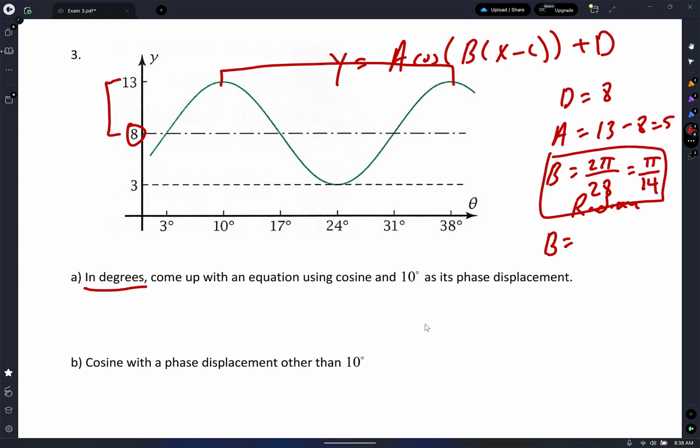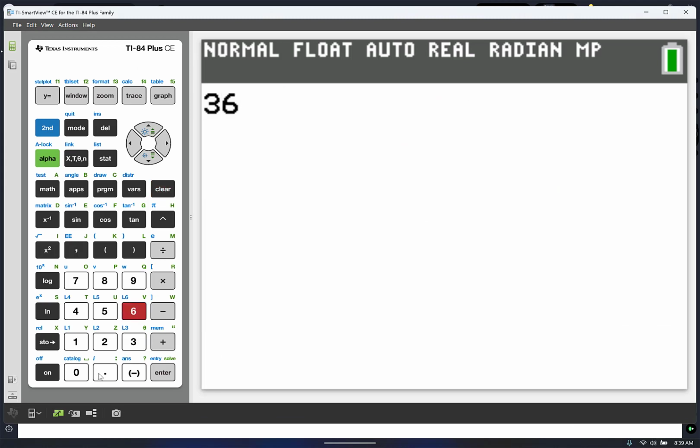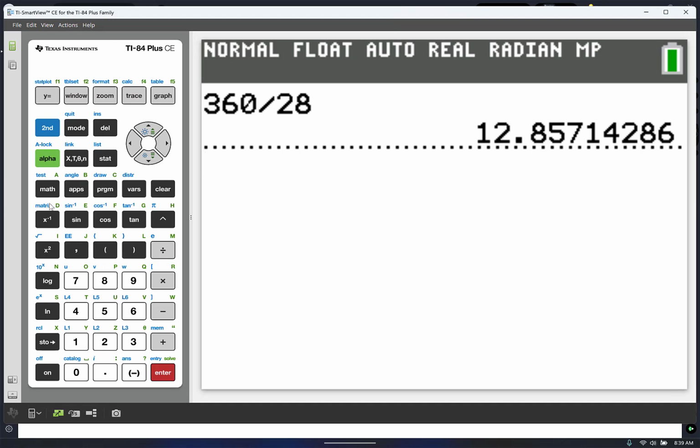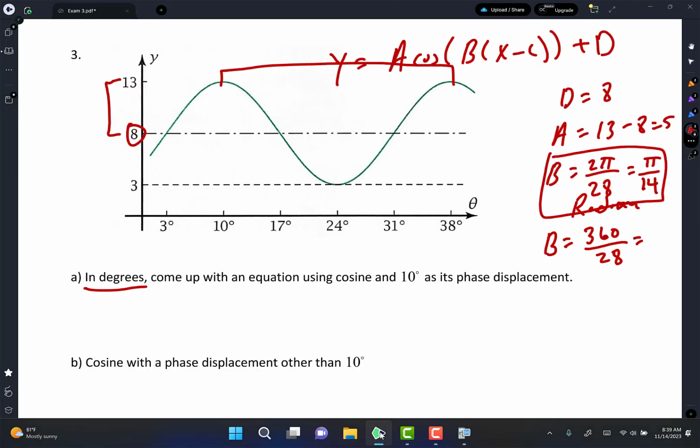If we're in degrees, instead of 2 pi, it should be 360. And 360 divided by 28. So I take my calculator. Clear. 360 divided by 28. Enter. Math, fraction, enter. 90 over 7. This one's preferred because we're in degrees. And let's see, what else?